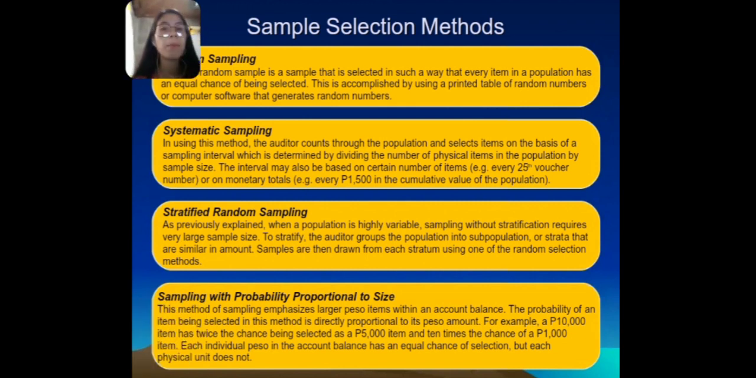The fourth one is sampling with probability proportional to size. This method of sampling emphasizes larger peso items within an account balance. So the probability of an item being selected in this method is directly proportional to its peso amount. Let's say for example, a 10,000 item has twice the chance of being selected as a 5,000 item, and 10 times the chance of a 1,000 item. So each individual peso in the account balance has an equal chance of selection, but each physical unit does not.